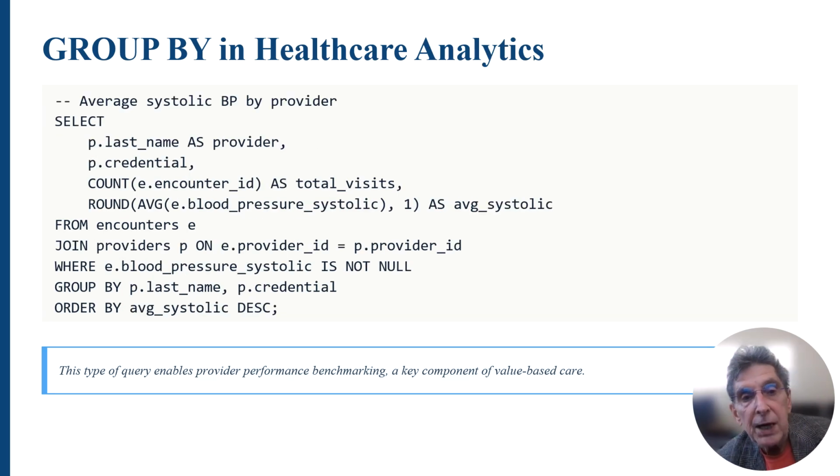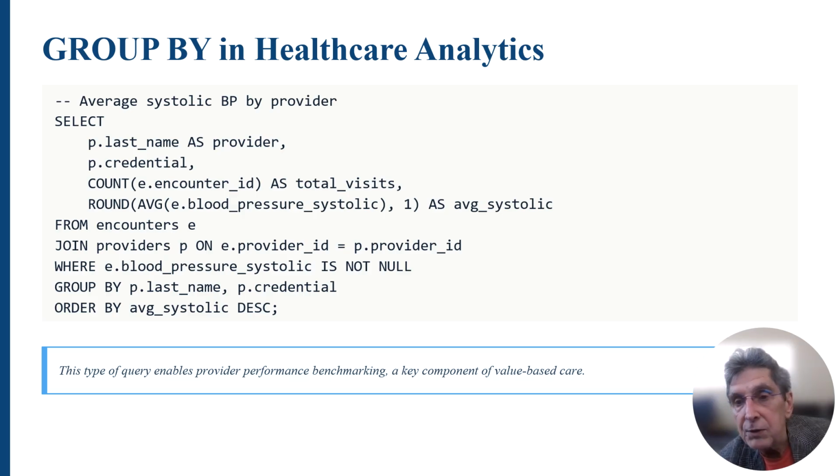All right, let's look at group by in healthcare analytics. This example demonstrates a more complex real-world healthcare query. We're going to calculate the average systolic blood pressure by provider, which is a provider benchmarking query that is used in quality metrics and can influence a physician's reimbursements. Insurance companies are becoming increasingly concerned about the quality among different providers, and so queries like this will help an organization, a clinic, be able to document which providers are getting the best blood pressure control.